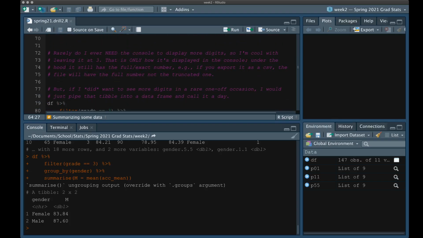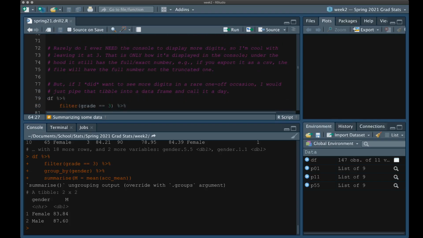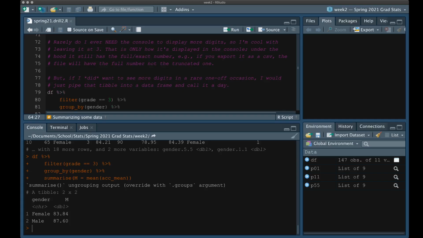I rarely need the console itself to display more, and just keep in mind that this literally just applies to how the console is displaying, and it's not actually cutting off those numbers. So I just usually leave it at its default. It doesn't really bother me that much, at least not enough to change options every time I open up a script.